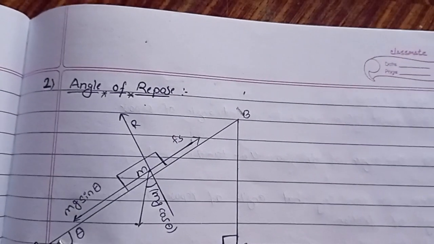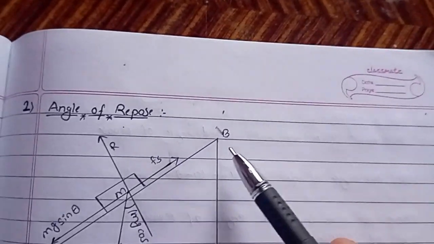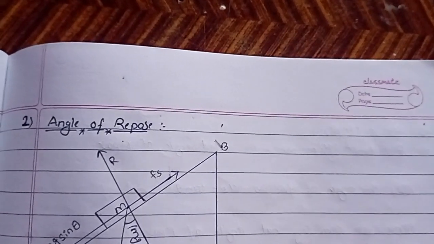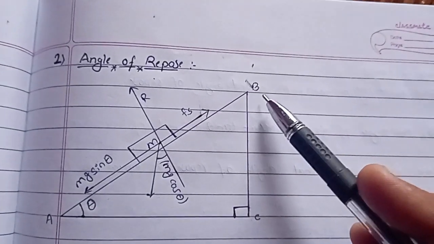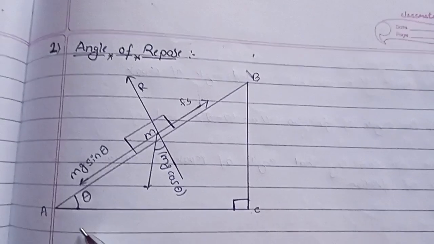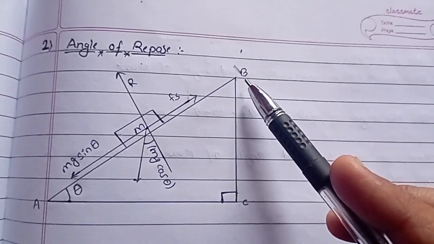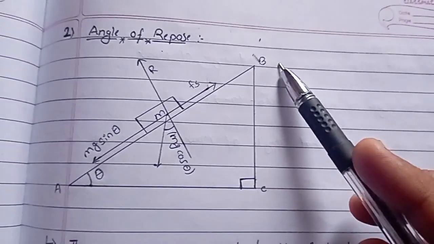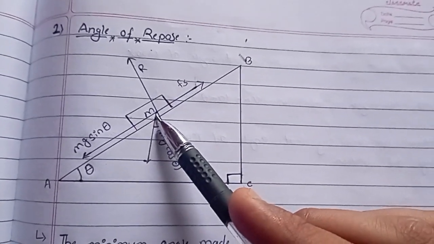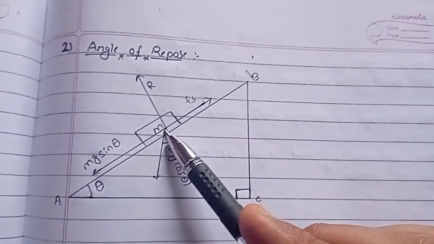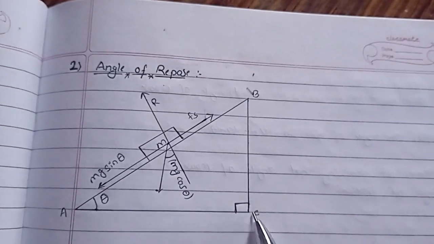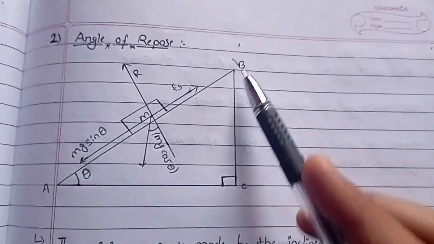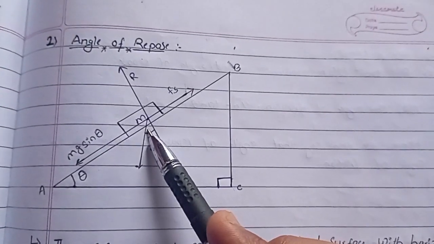So as you can see, this is an inclined surface, from A to B, in which mass m is kept over. And from A to C, it is a horizontal surface, and this is the inclined surface, and this is the vertical surface, and this is mass m.